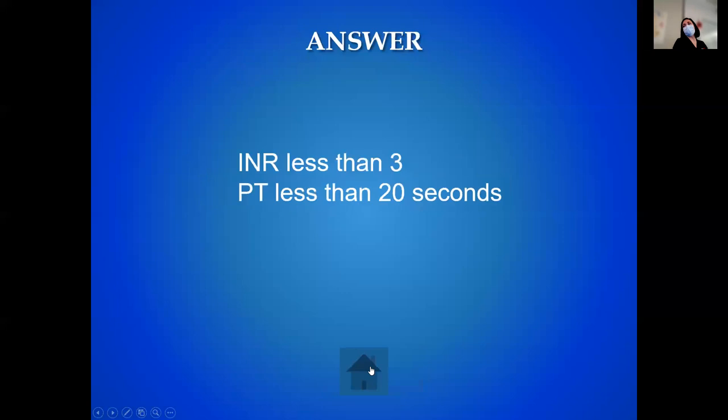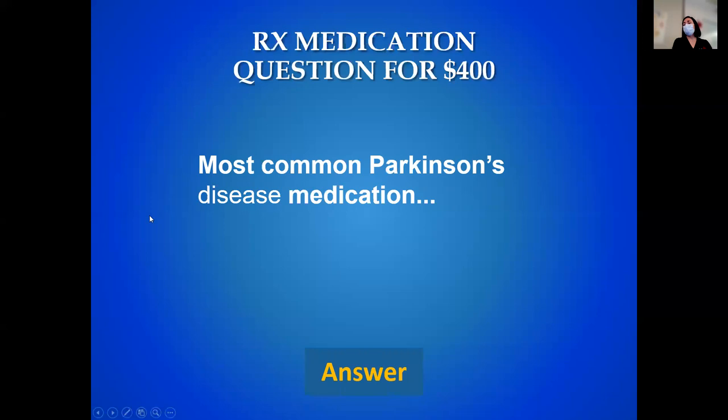I think we're 3 and 20. So INR less than 3. Somebody who doesn't take anything might be more like 1.5 or something, but if they are taking these things, they just want them at least to be under 3. And then prothrombin time less than 20 seconds, so they should be clotting in less than 20 seconds. These are probably the highest that they could be considering somebody who has some kind of a condition or is on a medication. All of us might be lower than that or higher. Okay, so 3 and 20, just have those in your head.